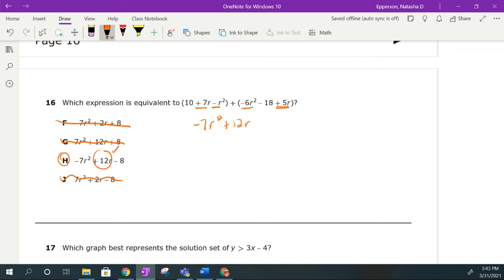Simple, easy. We can go ahead and finish just to double check. 10 minus 18, that gives me -8. For these two like terms right there, we're good to go.